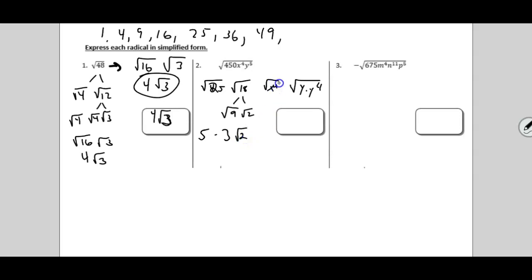Now, the square root of x to the 4th would be x squared, because x squared times x squared is x to the 4th. And right here, the square root of y to the 4th is y squared. We have radical y underneath the radical, because you can't pull that one out. Then we simplify everything outside. So 5 times 3 is 15, x squared, y squared, square root of 2y, like that.